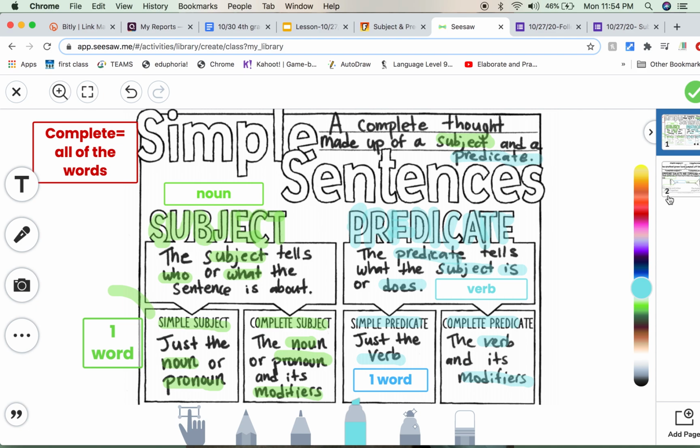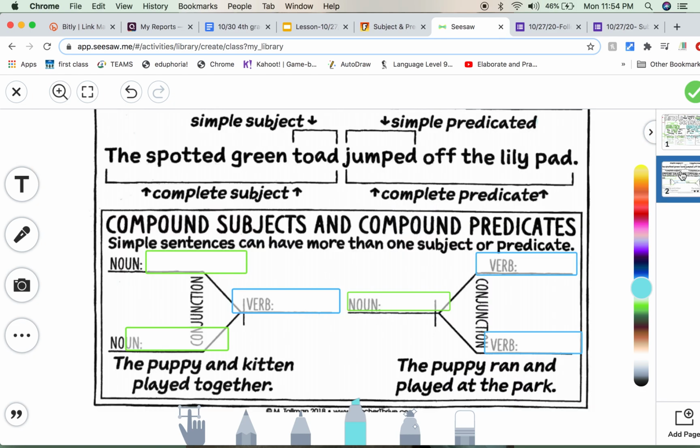So now your page 1 looks exactly like mine. Let's go to page 2. We have our example sentence: The spotted green toad jumped off the lily pad. We're going to get our green highlighter, and we're going to highlight simple subject, complete subject.